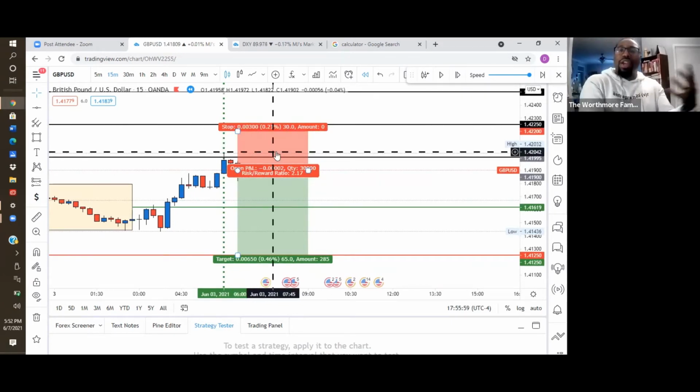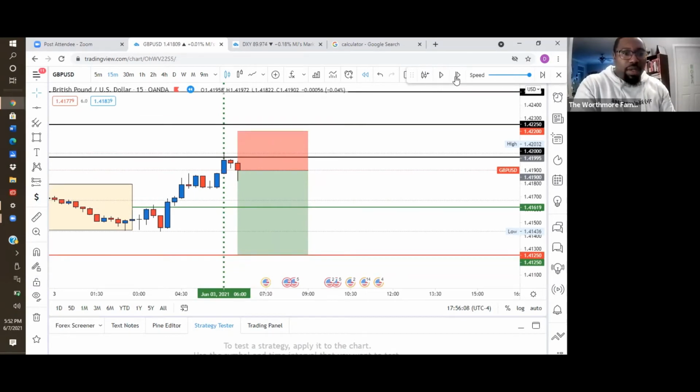Because again, when you're trading with a good risk to reward ratio, even if you're wrong, when you're right the next time, it pays for your loss plus gives you profit, okay? So let's play it out. Let's see what happens.